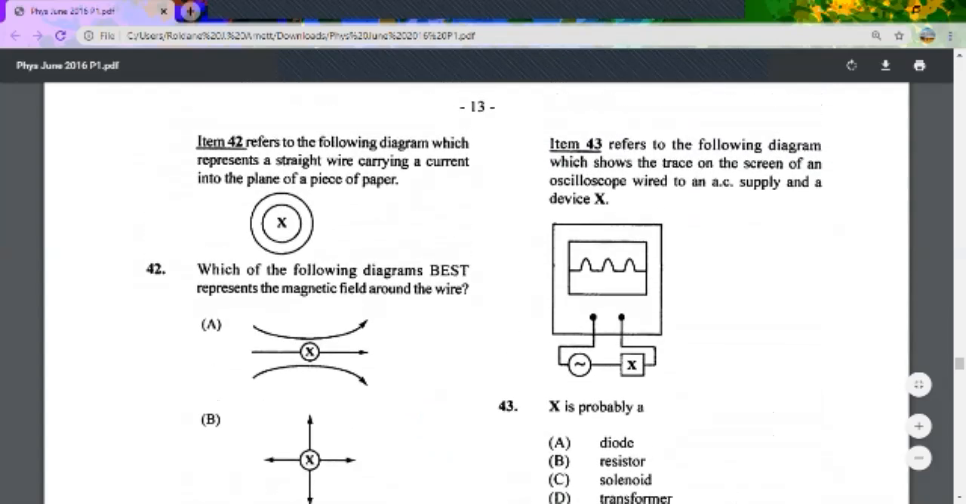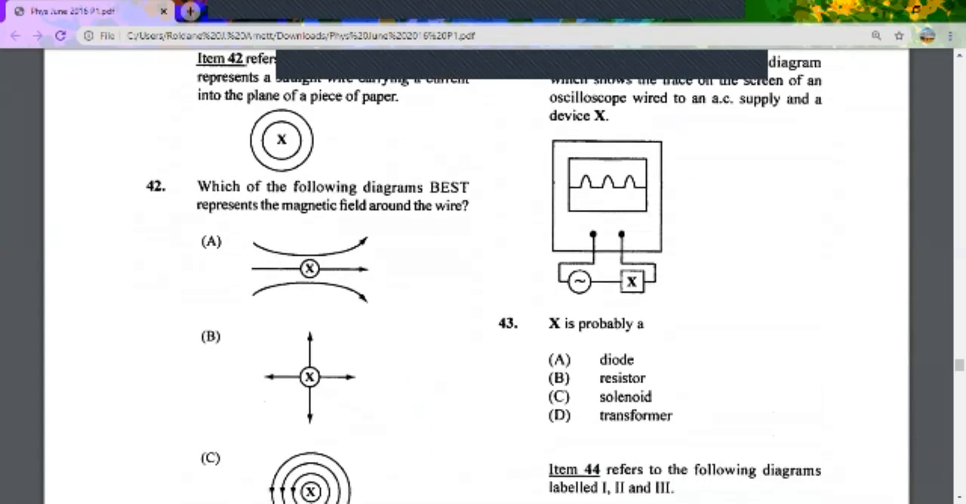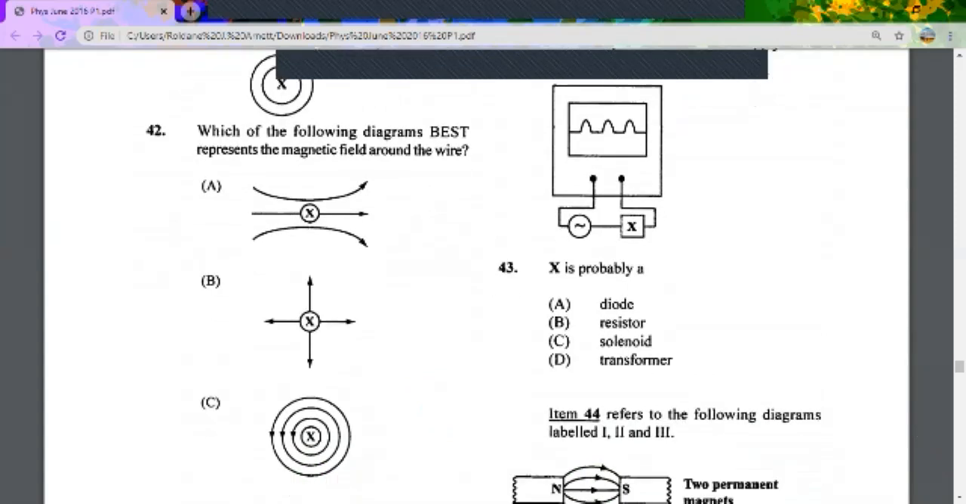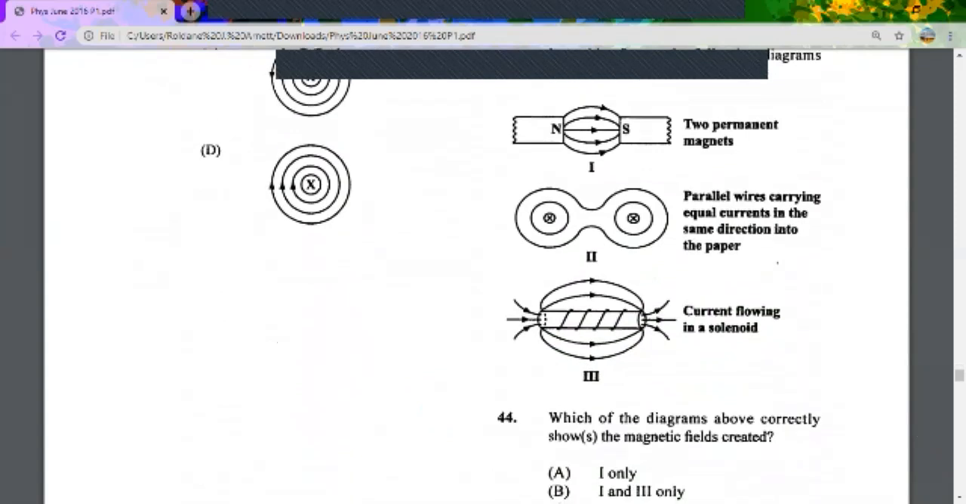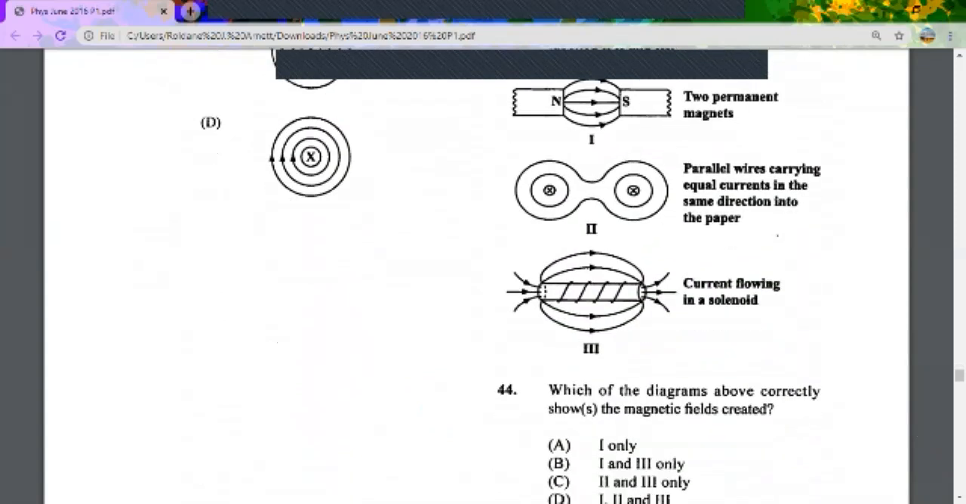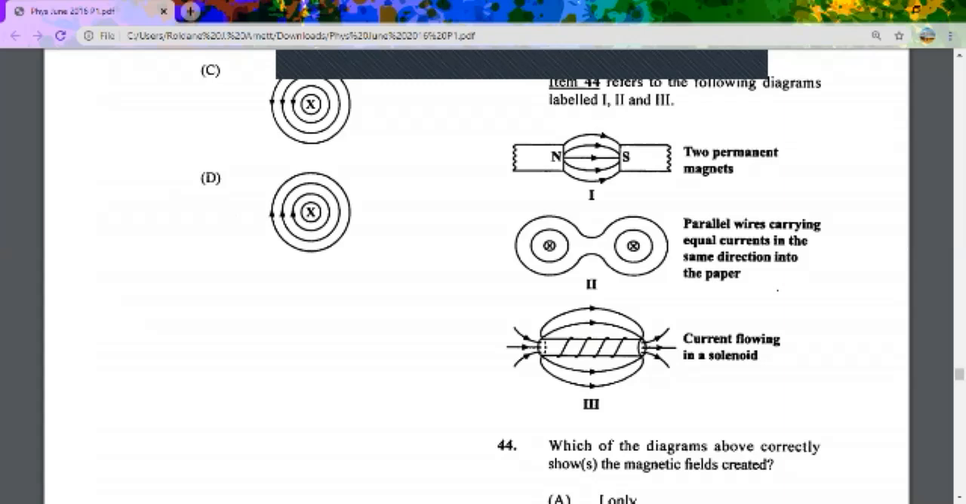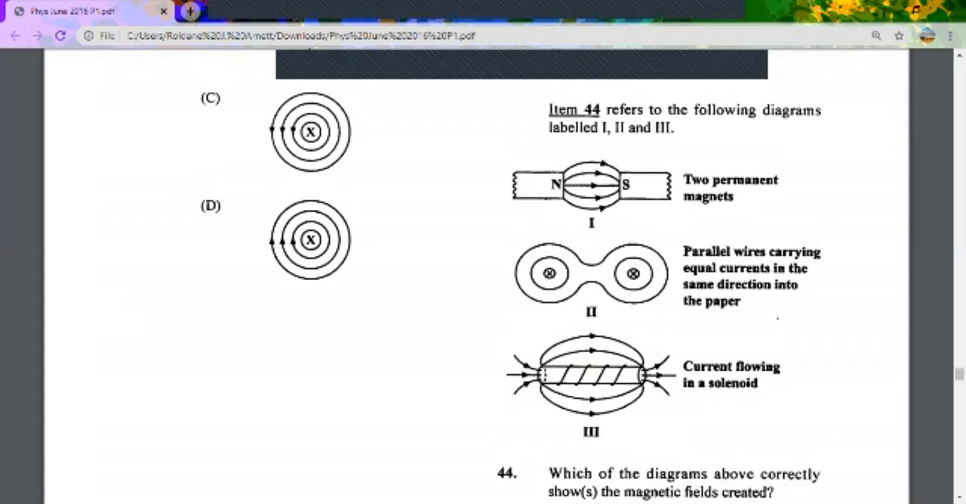43. X is probably a solenoid. 44. Which of the diagrams above correctly shows the magnetic field created? Let us look at it. And this would have to be A. It will have to be A.